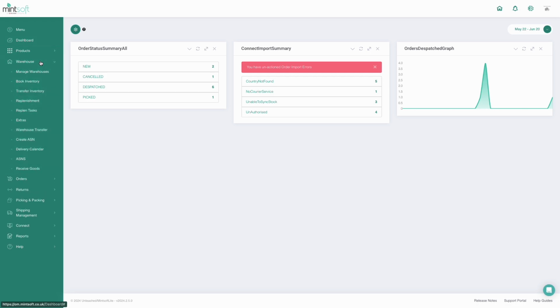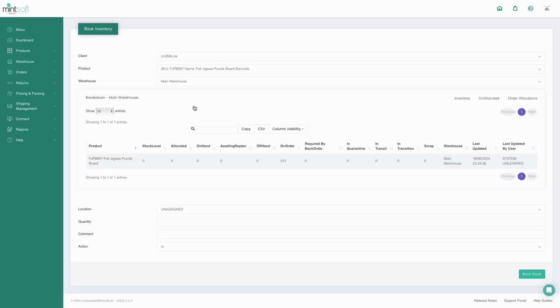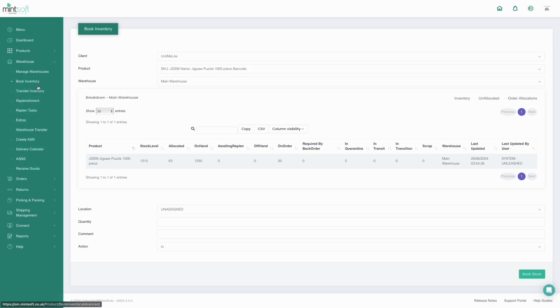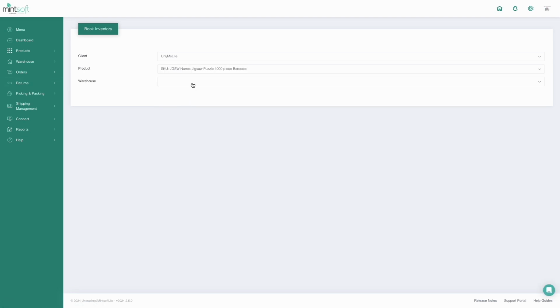Under Warehouse, Book Inventory, select Product, Warehouse, Quantity, then input the quantity. For scrapping, first quarantine and then scrap. Then click Book Stock.